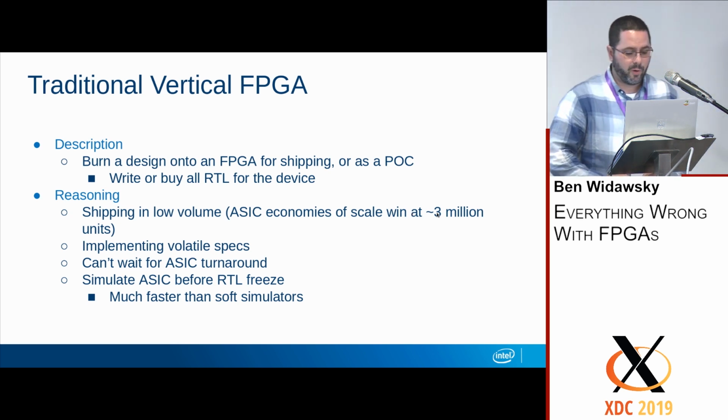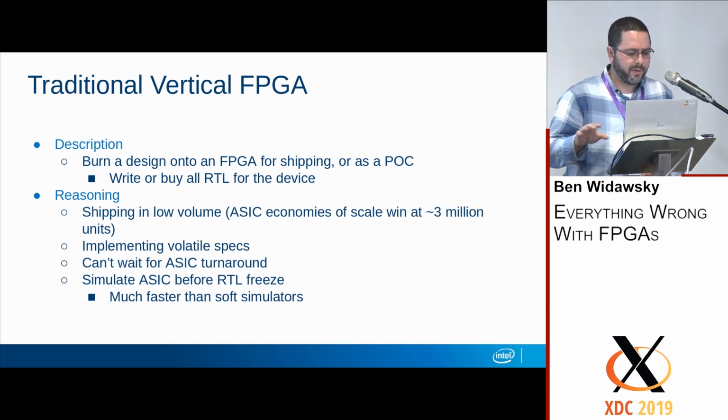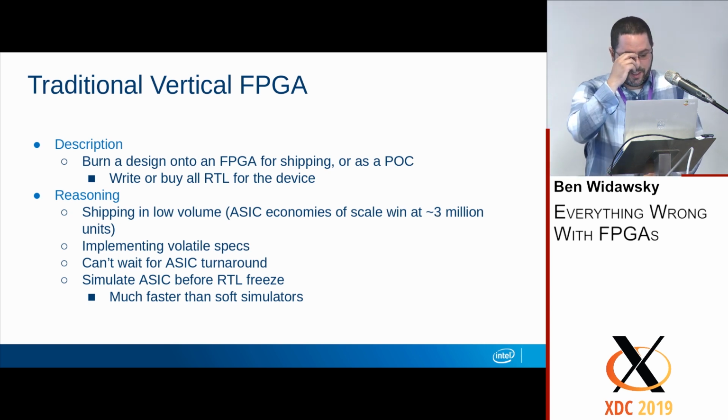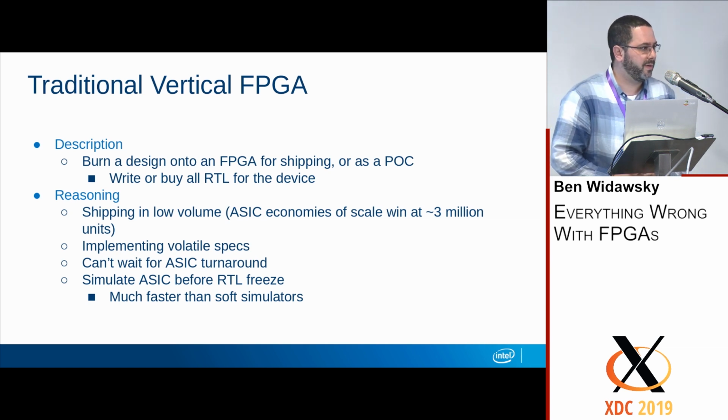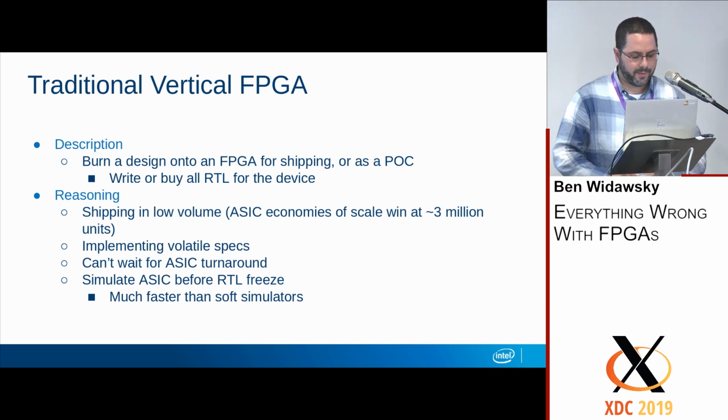I don't want anybody to quote me on this number. This is from an Altera training, which I think is public, so I can say that. But if you're shipping in low volume, there is a point, if the volume's low enough, where it doesn't make sense to do a custom ASIC. And so FPGAs might be the right solution for you. And in that training, it said it's around 3 million units where that's the case. But that sounds wrong to me. I'm just telling you that's what I heard.